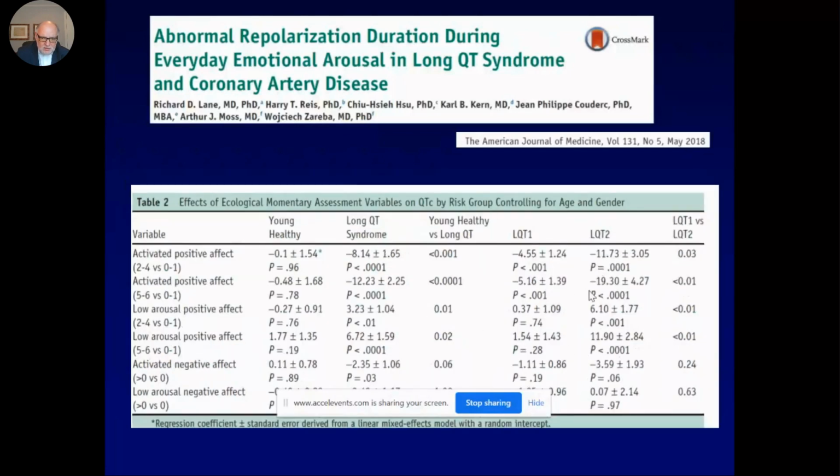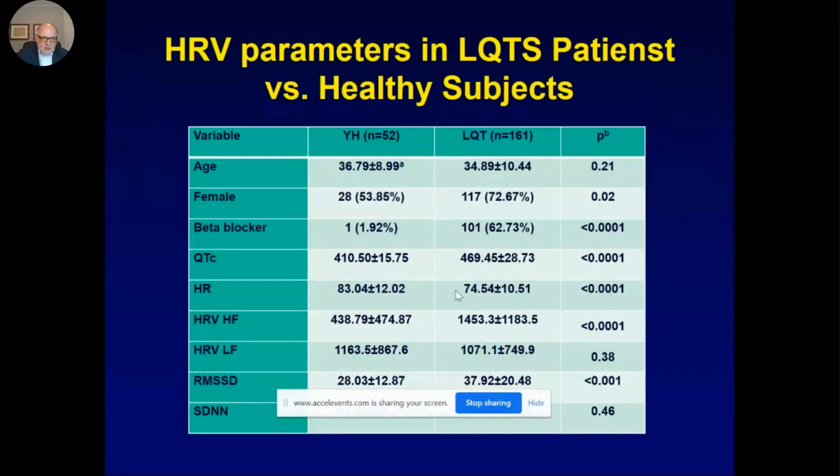And the main finding of this study was that in fact there was quite a significant difference between young healthy and long QT in response of QTc to various emotions, especially the so-called activated positive affect emotions, which was the most pronounced. So somebody got really excited about something, and this caused more prolongation and more instability of QT than we expected originally. Having this cohort, we'll look at heart rate variability parameters in these patients.